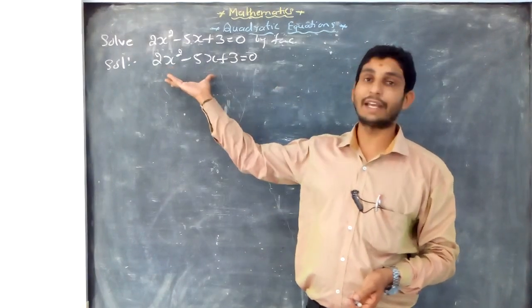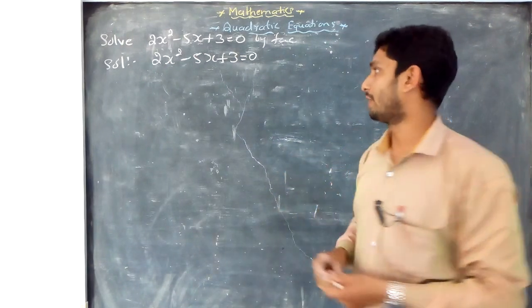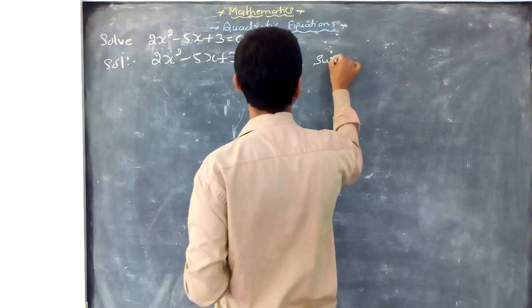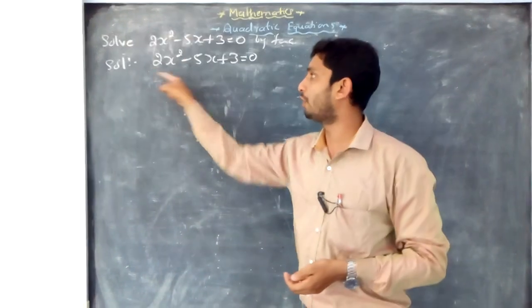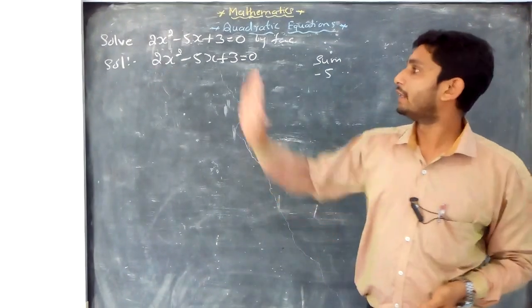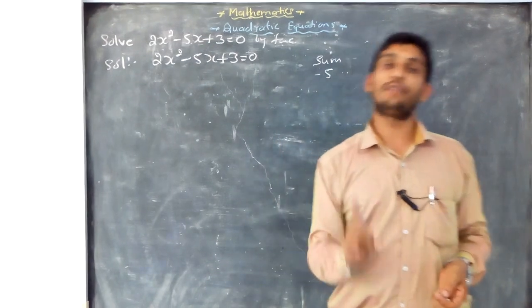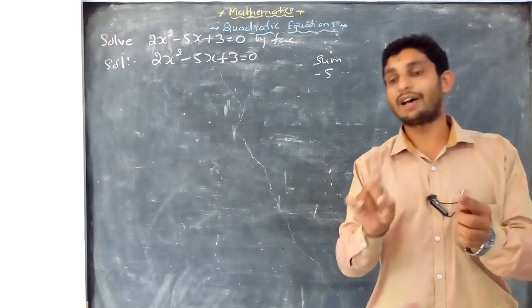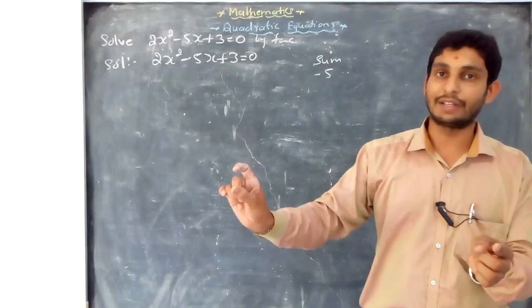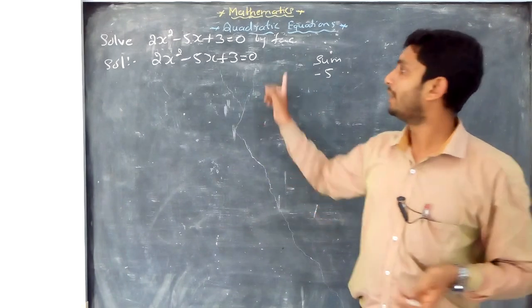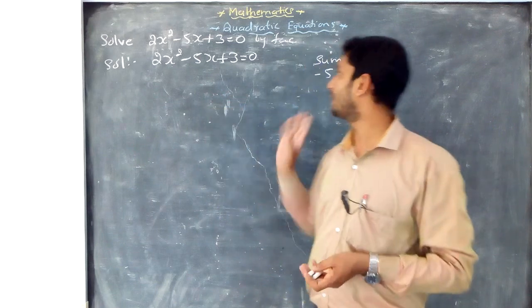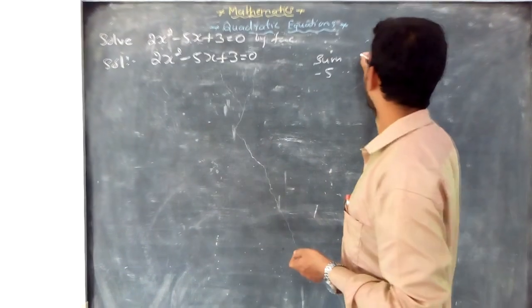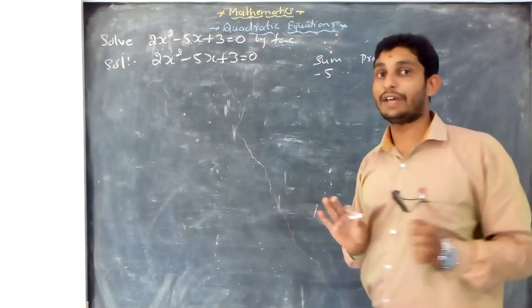Looking at it you can know it is a trinomial, so go for splitting the middle term. Yes, what is there in the middle? Minus 5. First of all, it should be in standard form. Again and again I'm telling, the question must be in standard form. If you want to use factorization or formula or completing square method, it must be in standard form. First of all, check whether it is in standard form. Yes, it is in standard form. Sum should be minus 5. Product is very important now.